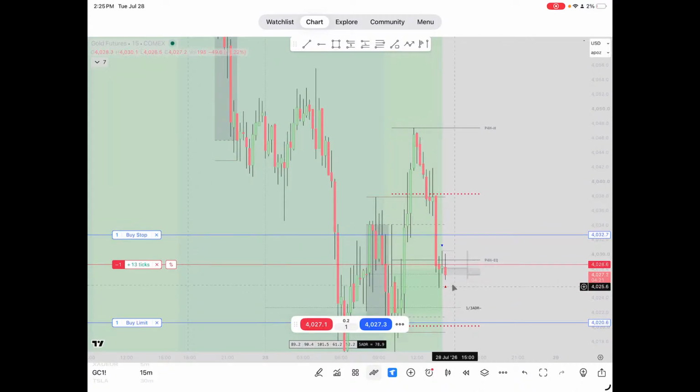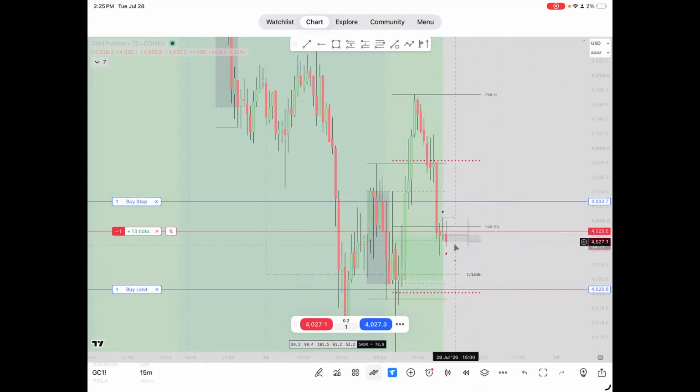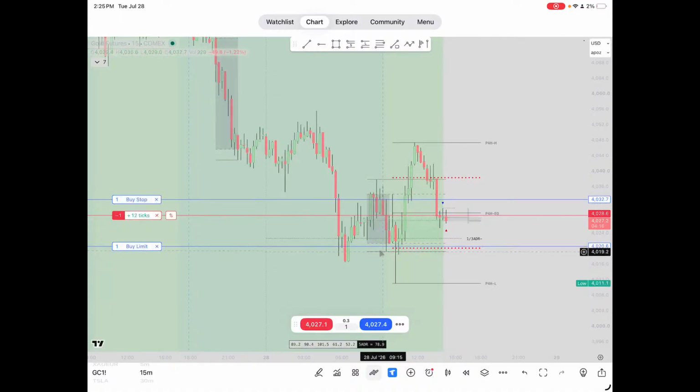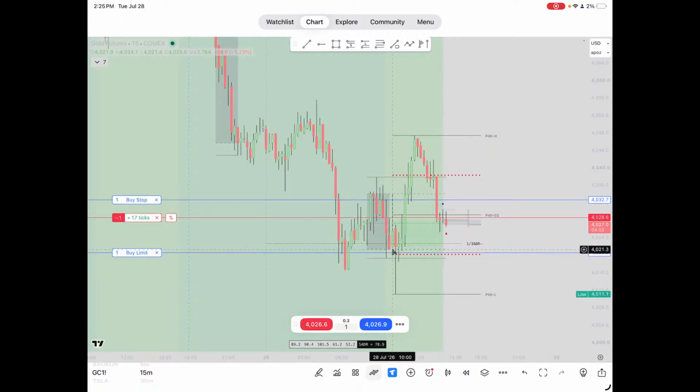Let's see. So we took this low here. Where's the 4 hour open here? The 4 hour open is right here, right below this. This is nice. Yeah, decent. This right here will be a good TP zone, close to open price.